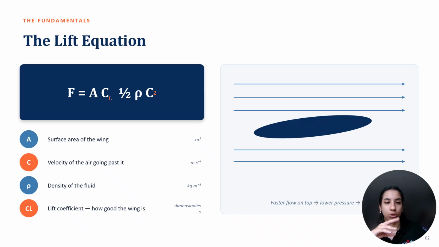Now we have to explain what the equation for lift is. Lift is a force, and we calculate the lift force using this equation on the left side, which is the surface area of the wing multiplied by the coefficient of lift, and then multiplied by half, then rho, and then c squared. C is the velocity of the air. It's not the velocity of the airplane, it's the velocity of the air that is going past it. The lift coefficient is how good the wing is, and it depends on many factors. One of them is the shape of the wing, and we'll get to that in other videos.